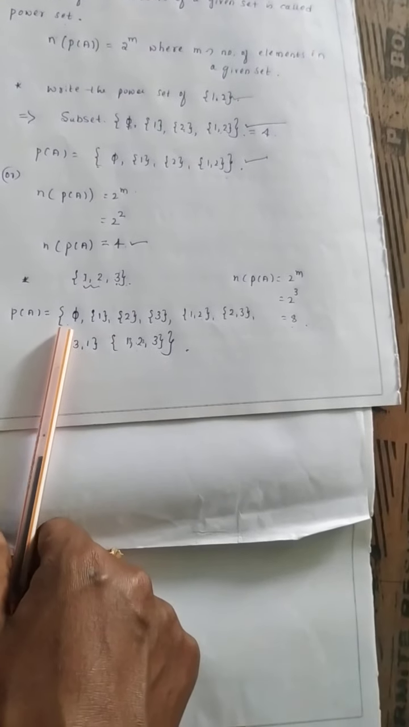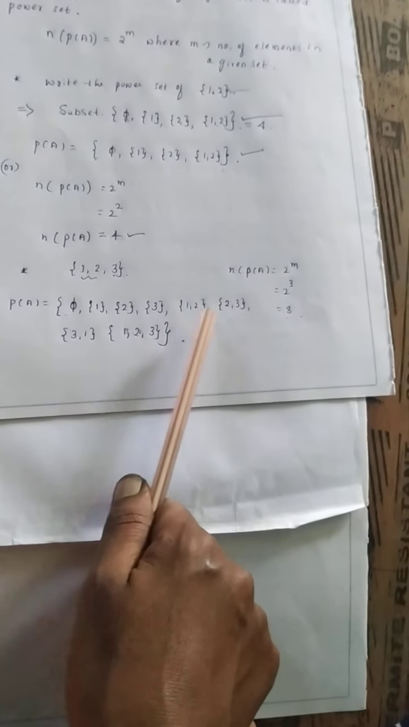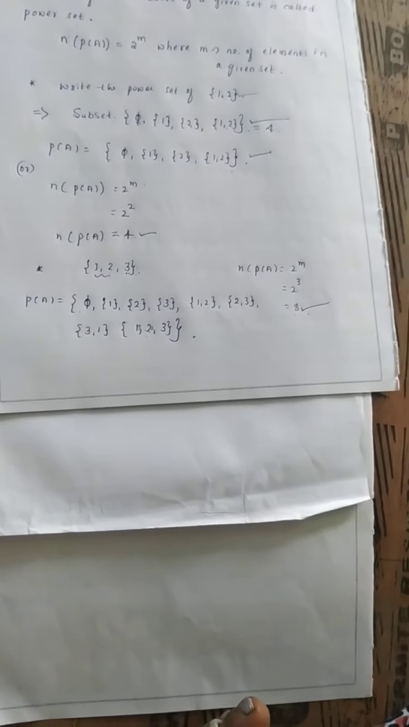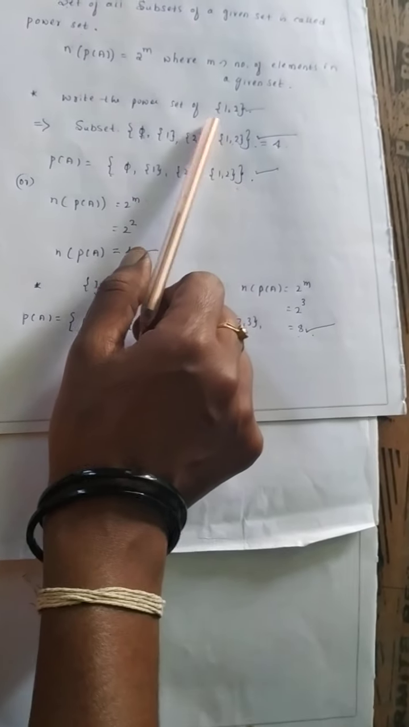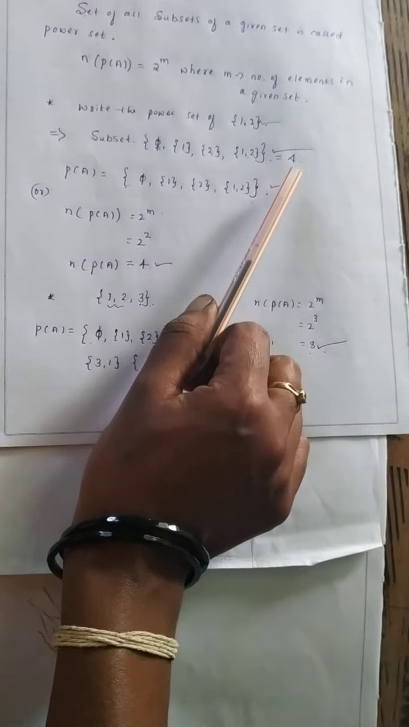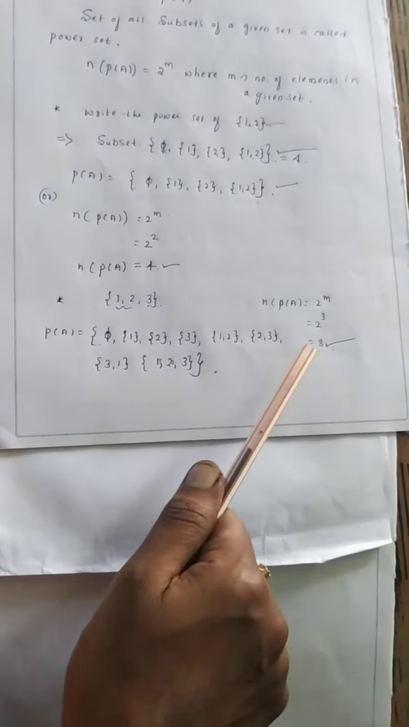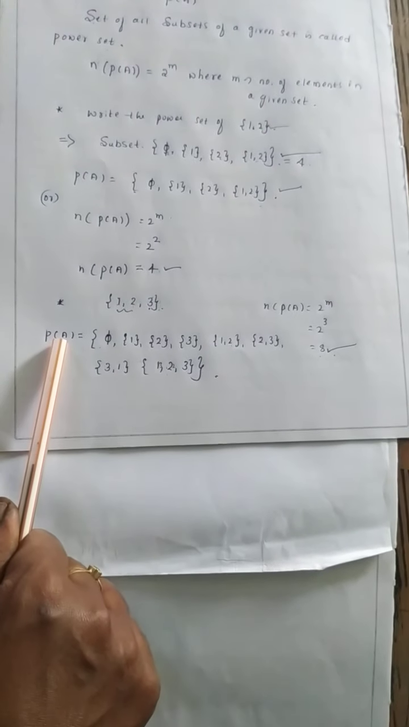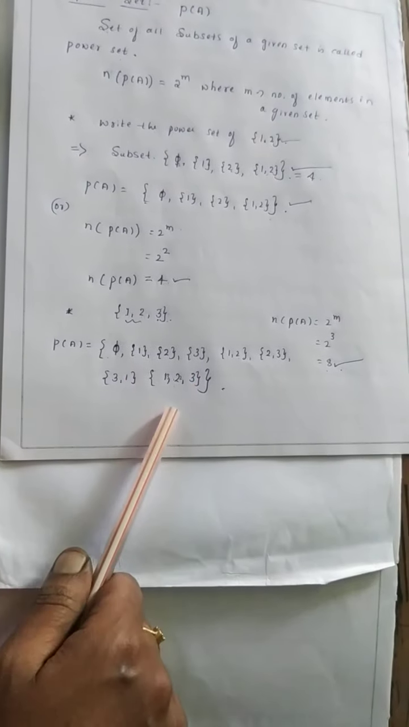Hence this is the required power set. How many subsets are there? You just check: 1, 2, 3, 4, 5, 6, 7, 8. Therefore the answer is right. Clear? If there are 2 elements and they ask you to write the power set, 2 power 2 is 4. If there are 3 elements, then 2 power 3 is 8. Therefore in a power set there should be 8 subsets. Then your answer would be right.